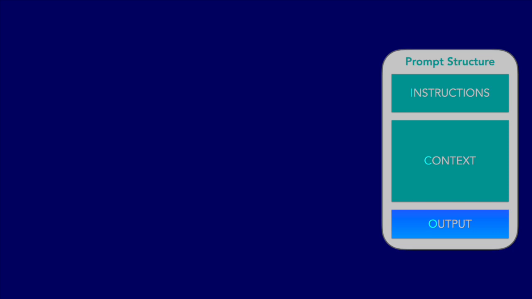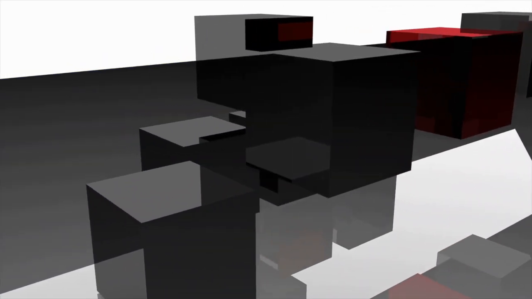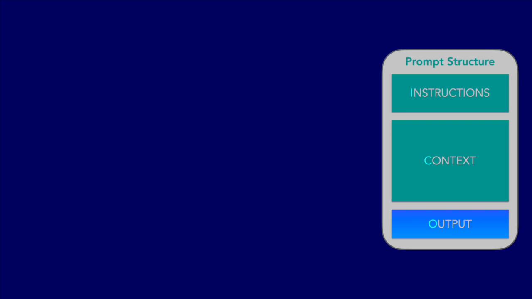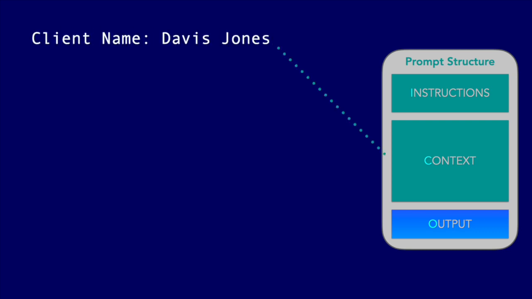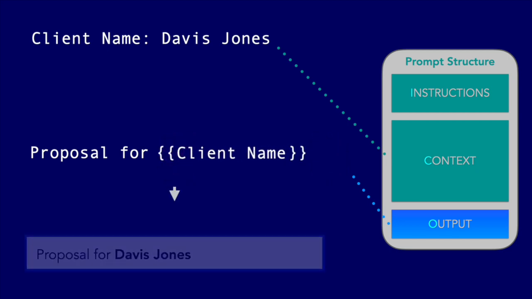The simplest application is to have the AI replace the handlebar space with a word or phrase, maybe from some information you added in an earlier part of your prompt, each time it generates. For example, maybe your prompt has contextual information that includes a client's name, like this: client name, Davis Jones. Now, in the output section of your prompt, you might have a little line like this: proposal for {{client name}}. The AI would then generate proposal for Davis Jones as its output.